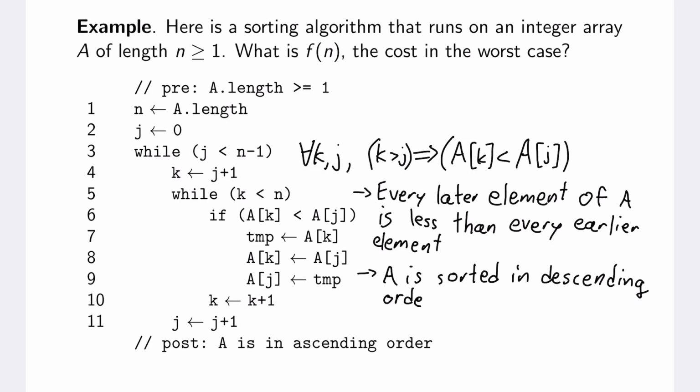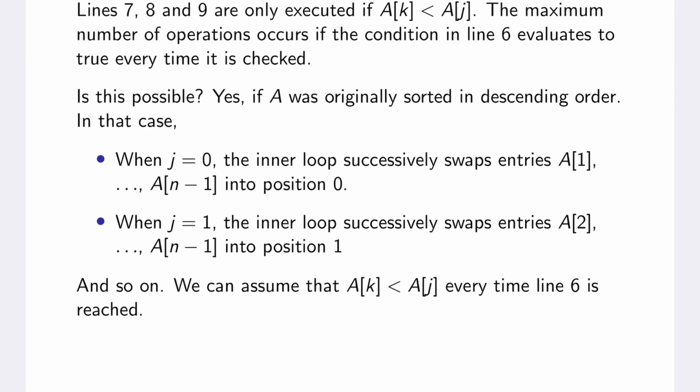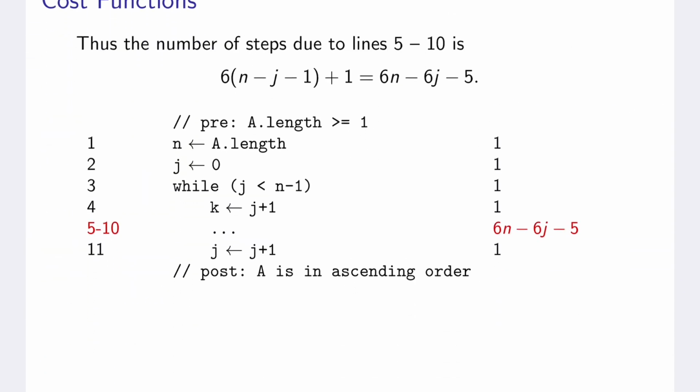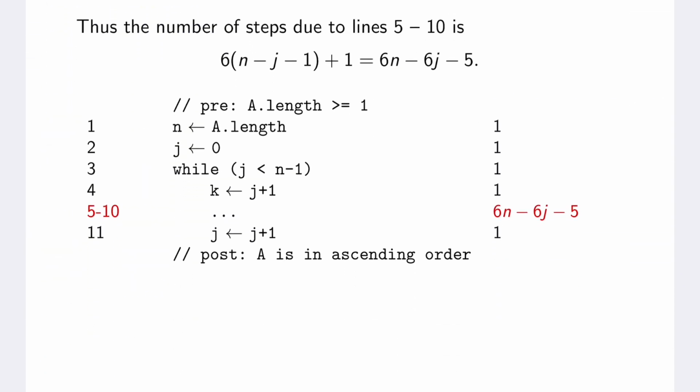So asking how many steps are taken from lines 5 to 10 doesn't have a definitive numerical answer. It depends on j. So we compress those lines. We say that lines 5 to 10 take up a number of steps that depends on both n and j.